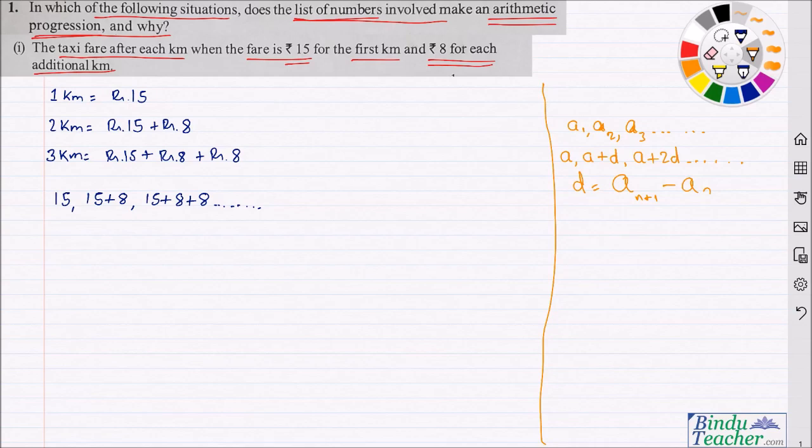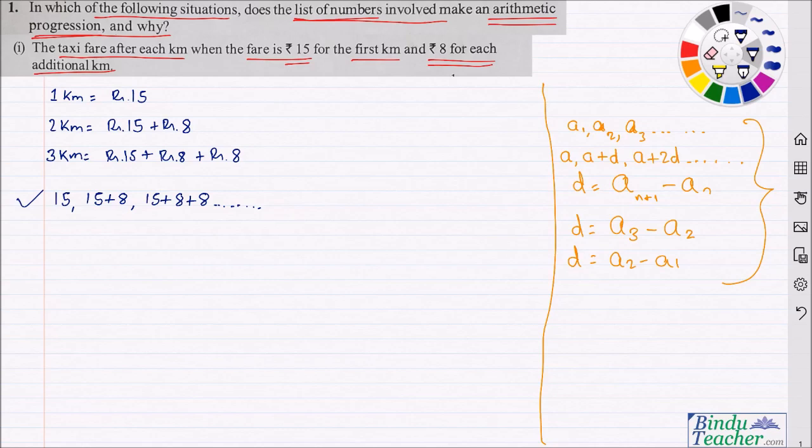For example, d can be calculated as the difference between A3 and A2, which is A3 minus A2. And this value should also be equal to A2 minus A1. So given these conditions, we can say that the list of numbers is an arithmetic progression. So let's check if the list of numbers that we have on the left hand side forms an arithmetic progression.